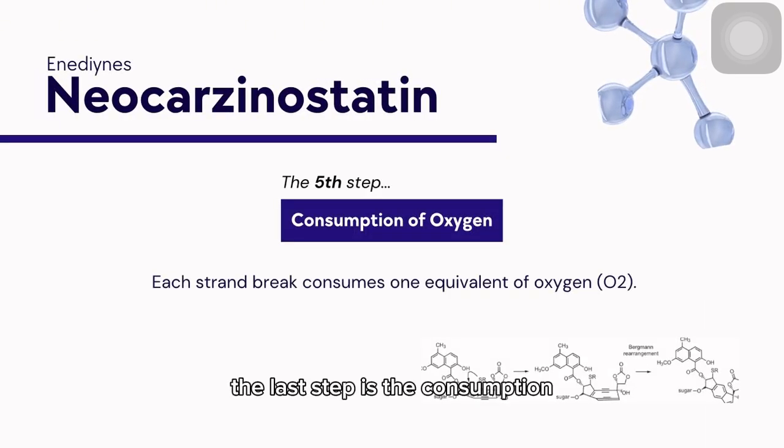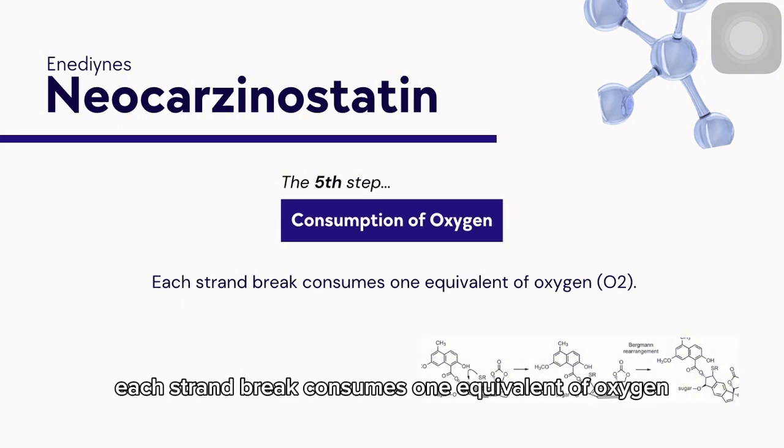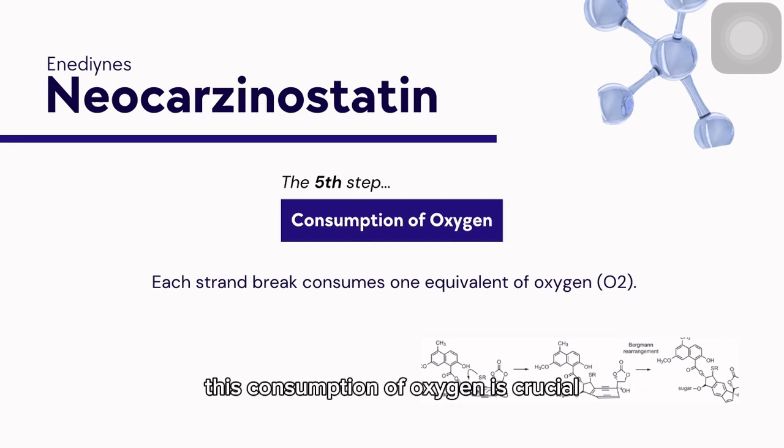The last step is the consumption of oxygen. Each strand break consumes one equivalent of oxygen. This consumption of oxygen is crucial for the process of DNA scission. So, to summarize this, neocarcinostatin interacts with DNA and induces strand scission at specific sites.